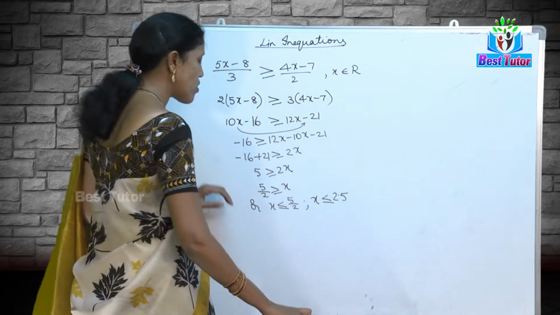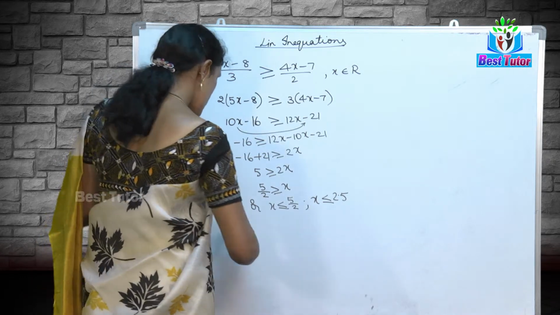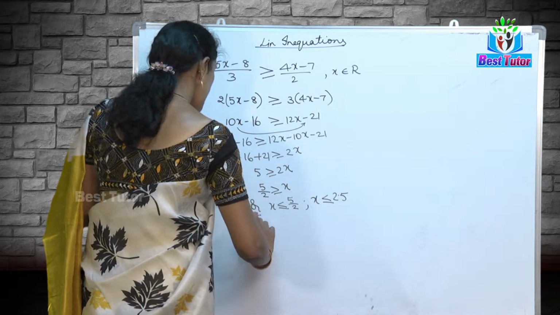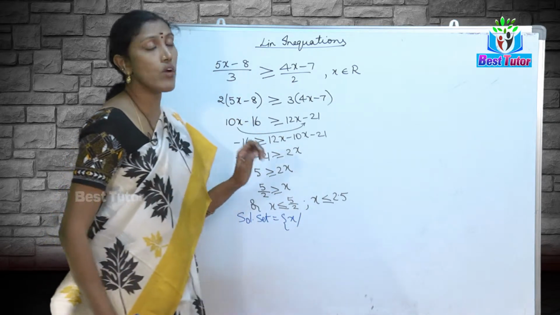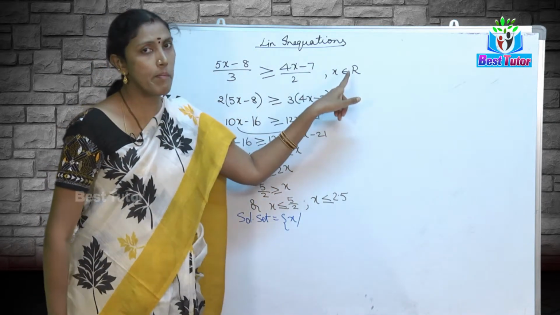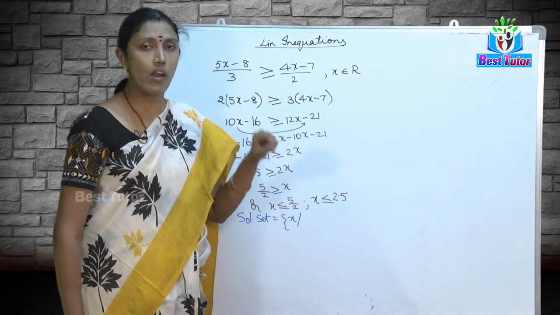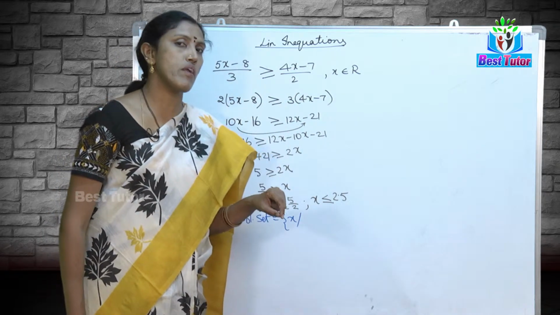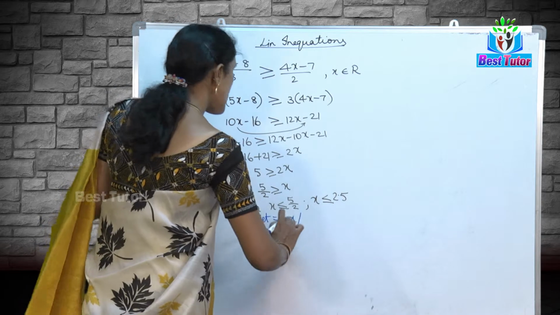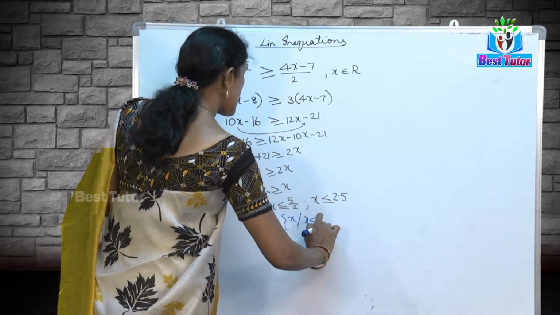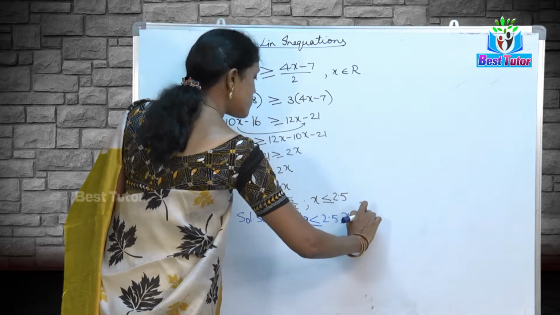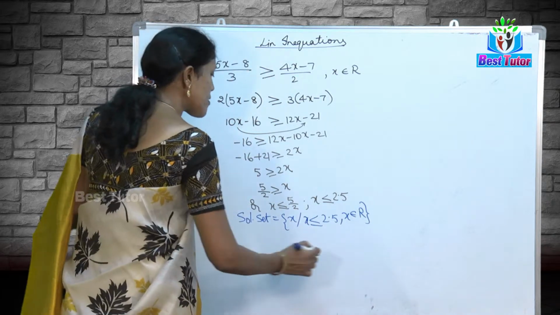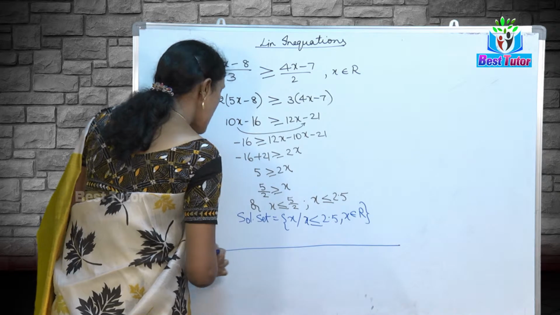So what will be the solution set here? Solution set is going to be x. We cannot write it in roster form because here the replacement set is real numbers. So we can't write it in roster form or listing method. We need to use only set builder form or rule method. What is the rule here? x is such that x is less than or equal to 2.5 and x belongs to R. Now how do I represent it on the number line?